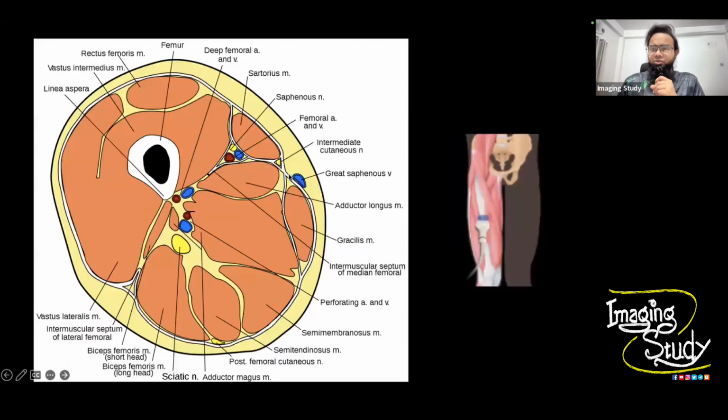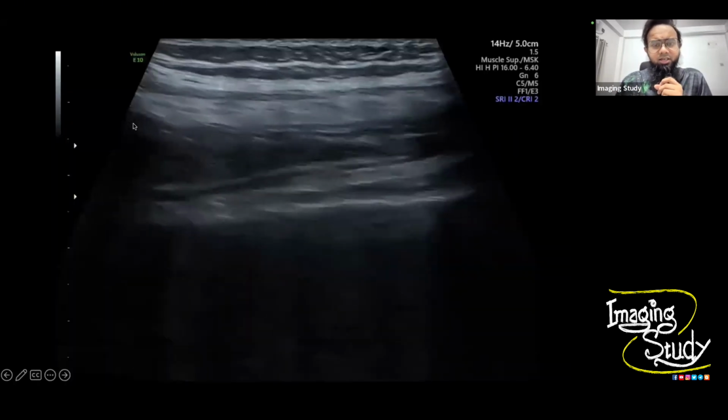So, okay, the area where I'm scanning right now is on this part. This is the right limb. I'm going for the left one, actually. So this is the part where the lesion is. So this is the vastus intermedius, the lateral one here and the medial one here. So this is the vastus intermedius where you are seeing the lesion.